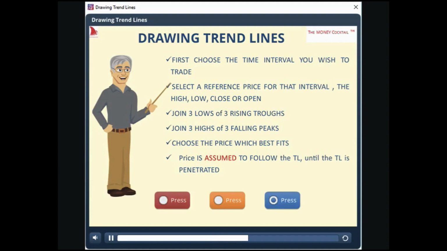The price is assumed to follow the trend line until the trend line is penetrated, and the price closes below that for the time frame being observed. Press on the 3 buttons to watch demo videos to make trend lines.